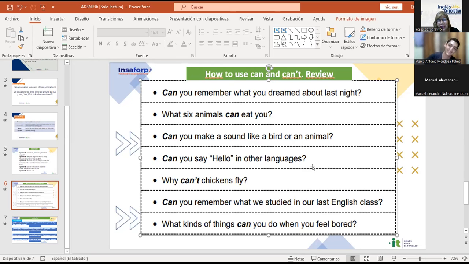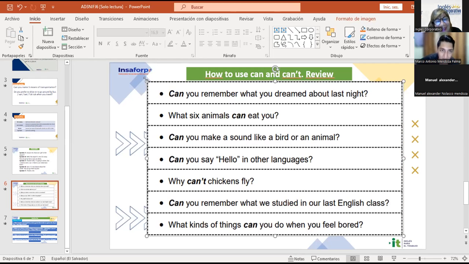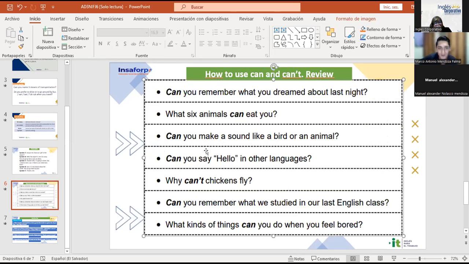¿Y what is in what language? Ah, no, perdón, era la tercera, la con la que estábamos jugando con Manuel. When you can make a sound like a bird. Y yo dije, meow is hello in one. Como me dijo, number four: can you make a sound like a bird or an animal? Yes or no? No, I can't. But yes, meow. Así le va a decir Manuel. Bien.